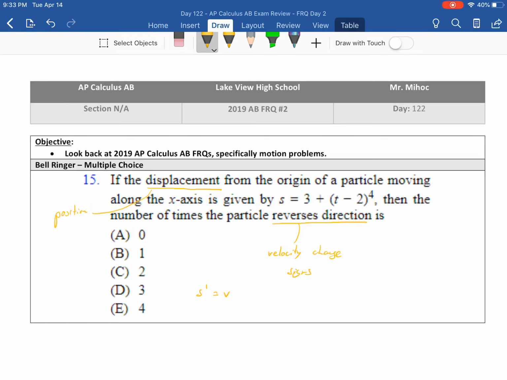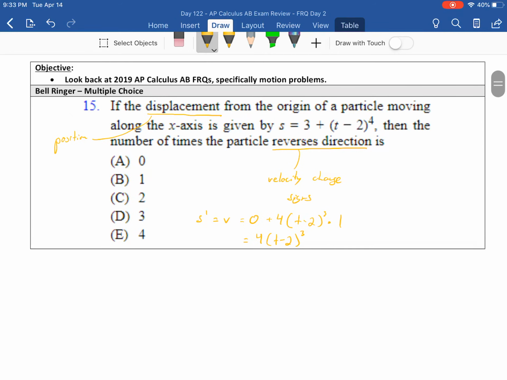If we take the derivative of this equation, we end up with 0, since the derivative of 3 is just 0. Plus, we have to use the power rule since we have an exponent there. 4 comes out in front. T minus 2 stays the same. The exponent is now 3 since we subtracted 1 from the exponent, times 1, since we use the chain rule, we multiply by the derivative of the inside, and the derivative of the inside is just 1. So we can rewrite this as 4 times the quantity t minus 2 cubed. So that's our velocity function.